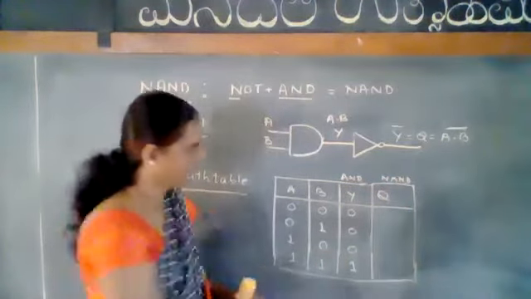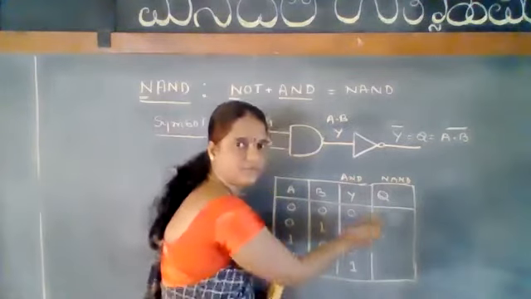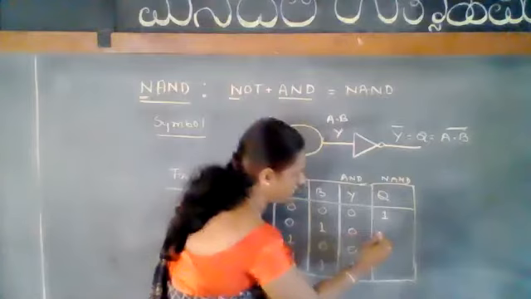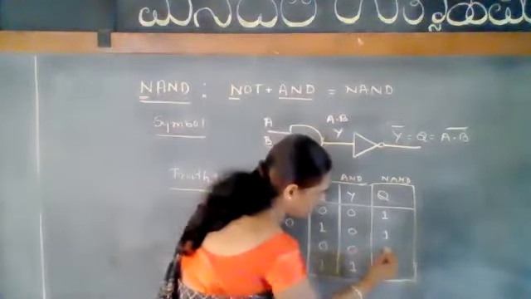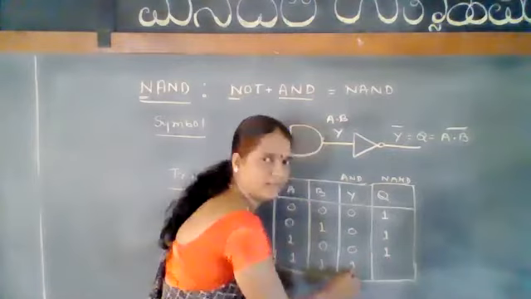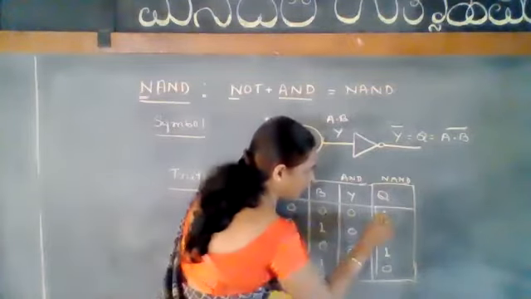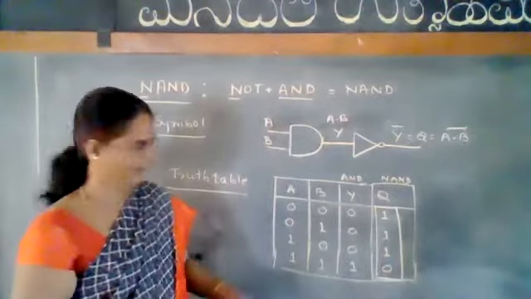Very easy. What you have to write? Complement 0. When 0 is complemented, the output is 1. This 0 is complemented, inversion of that, 0, again 1. This 1 is 0. Okay, so this is the output or the truth table for NAND gate.